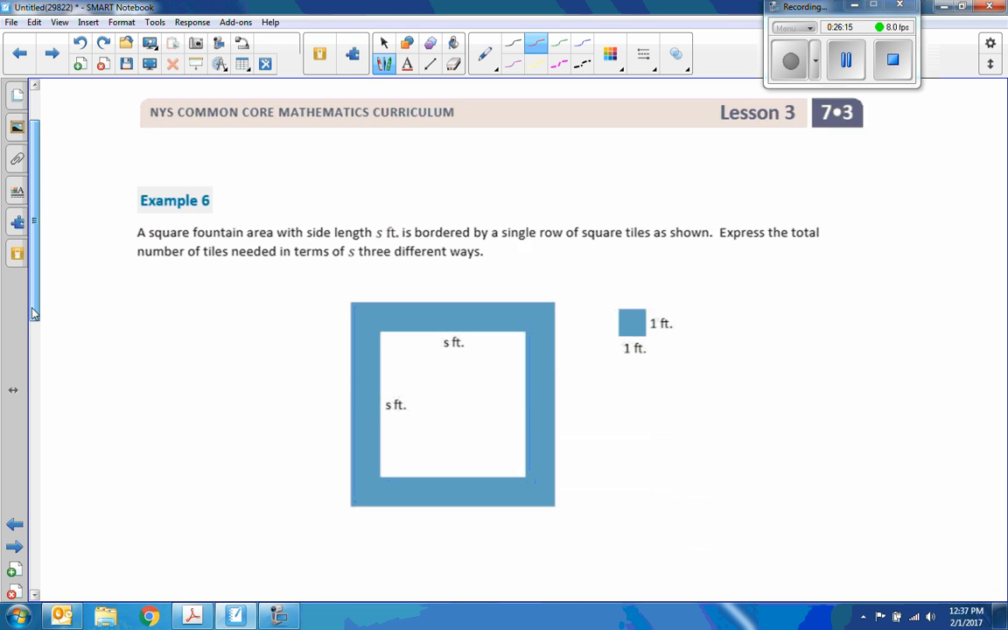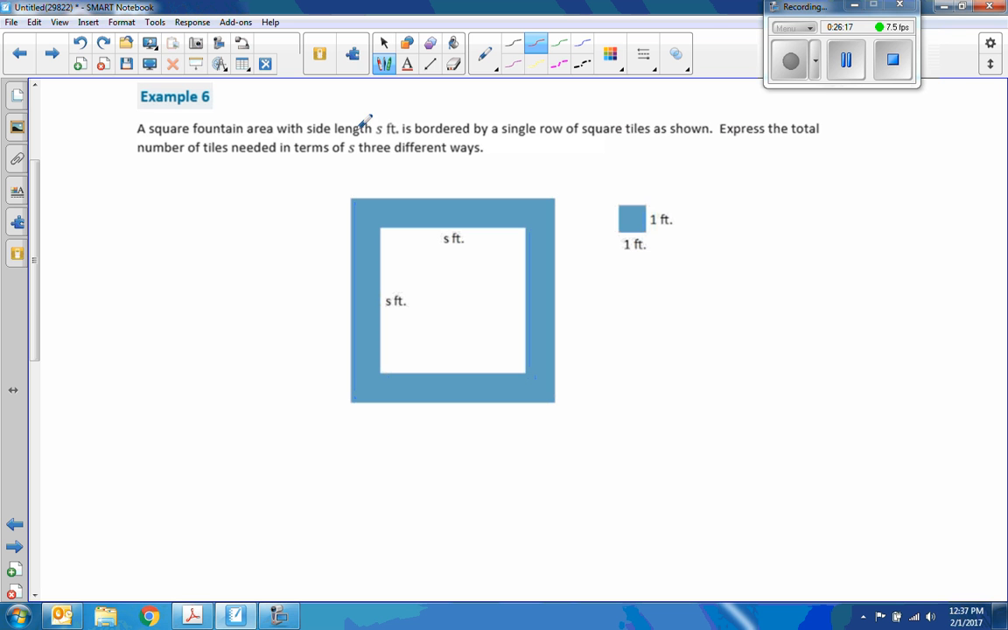Example 6. A square fountain area with the side length s feet is bordered by a single row of square tiles as shown. Express the total number of tiles needed in terms of s three different ways. Okay, so this is s, so I'm just going to use this as a template, if you will. I'm going to cut that out, and then I'm going to move it. So that's going to go there. So there's my tile size. So that's 1. Right? So if I call that length 1, and that's length 1. It's 1 foot by 1 foot.